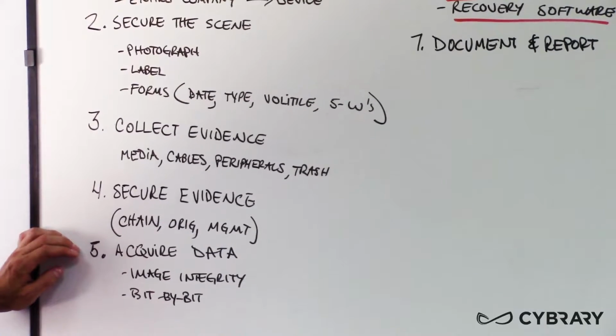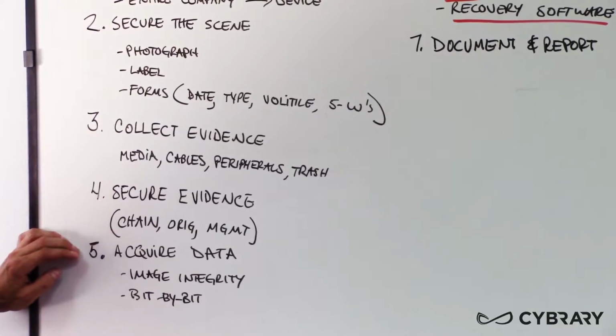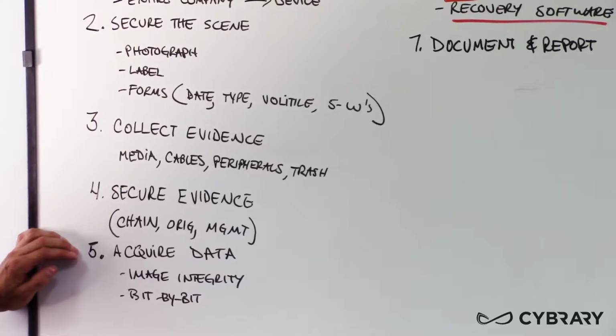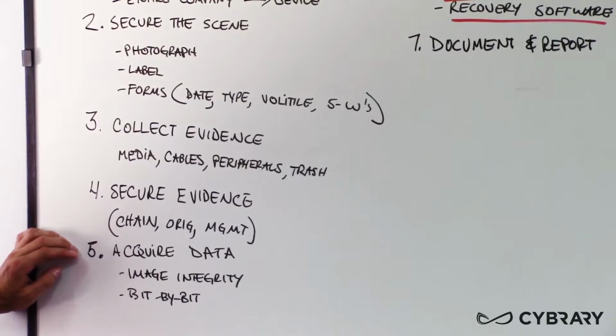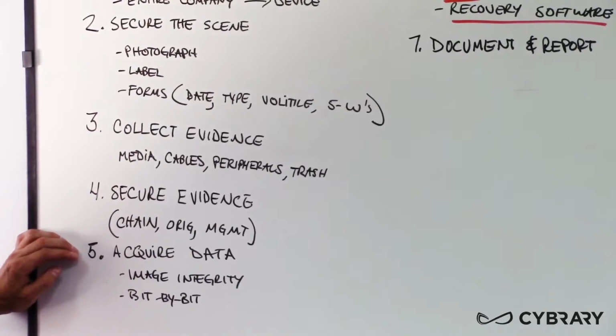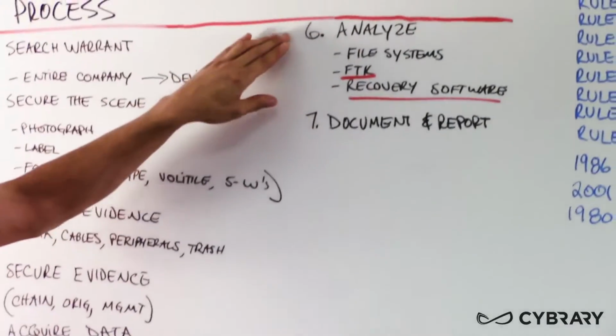You're going to need to acquire the data so you can analyze it, right? And this is where we talk about image integrity and our message digest or bit-by-bit copies, so that when we take it into our lab, we can look at everything from slack space to unallocated space and things of the like. All right? So then we'll go into the actual analysis.